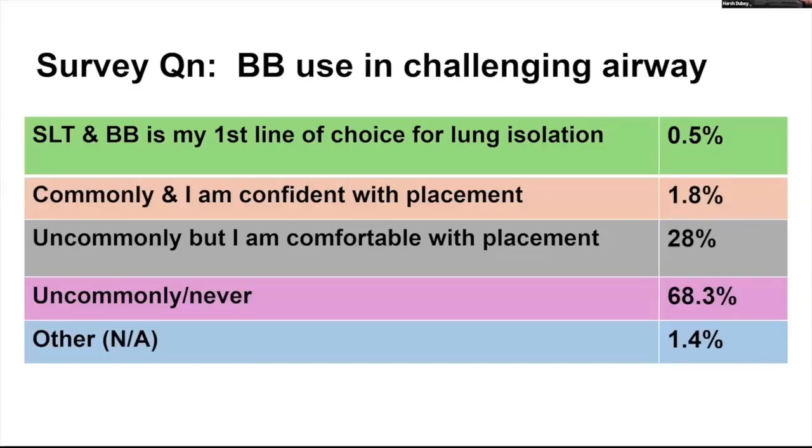Something of interest though, there was a bit of a sub-analysis that we did looking at regular thoracic anaesthetists, and only about 59% of them were comfortable placing a blocker versus 20% of non-regular anaesthetists. So blocker use, even in the hands of experienced people, is not necessarily something that everyone's happy to do.